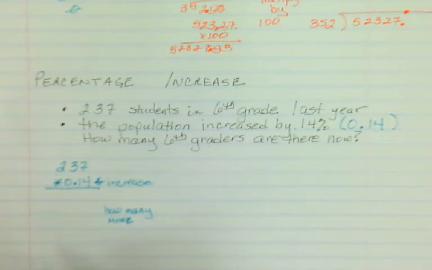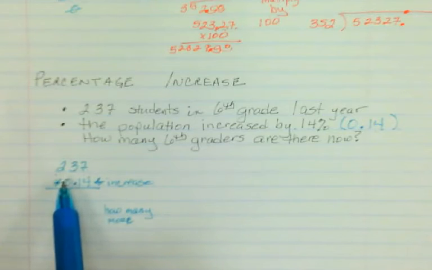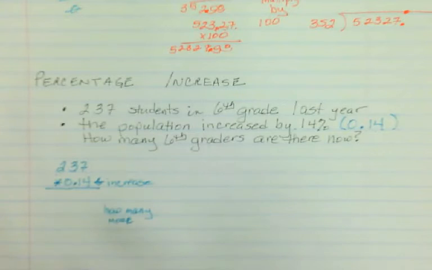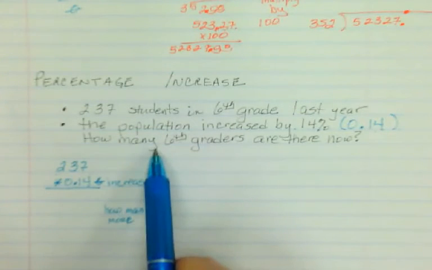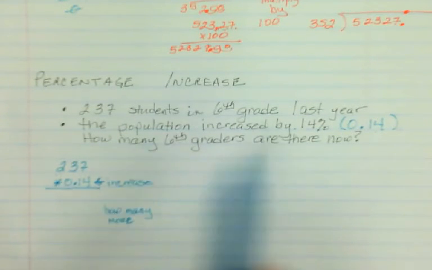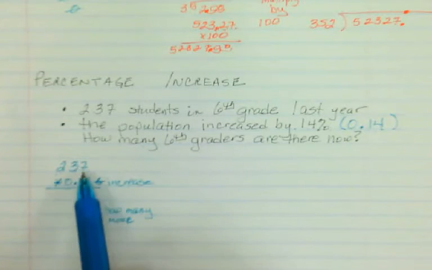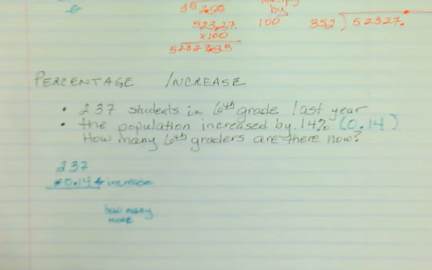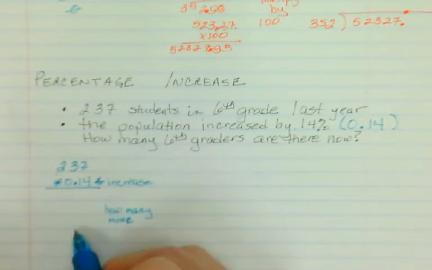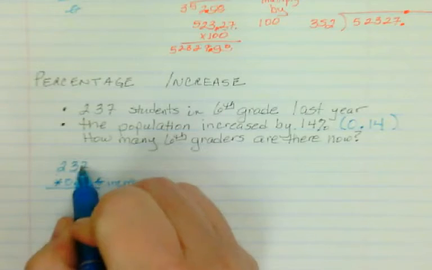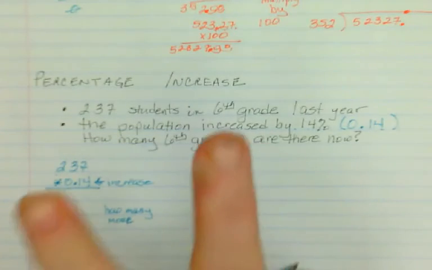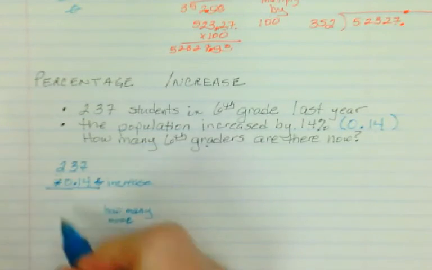So if I were to ask you what is 14% of 237, that's what we're going to find. But that's just the first step for finding the answer of how many 6th graders there are. Because this is going to tell us how many more than 237 we have. Then we have to add that answer to this to get our total. That's our 2 steps. Okay? So let's do the math.